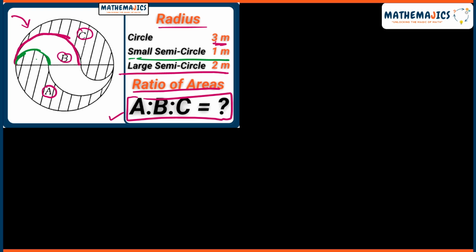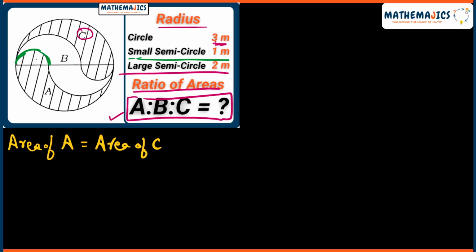So what can I do? First of all, please see that area of A is equal to area of C. Can you see that? Let me erase it and show you how A and C areas are carved out. If you look at this semicircle of the larger circle, now, out of this large semicircle, if I remove this semicircle and I include the small semicircle, I will get the area of C.